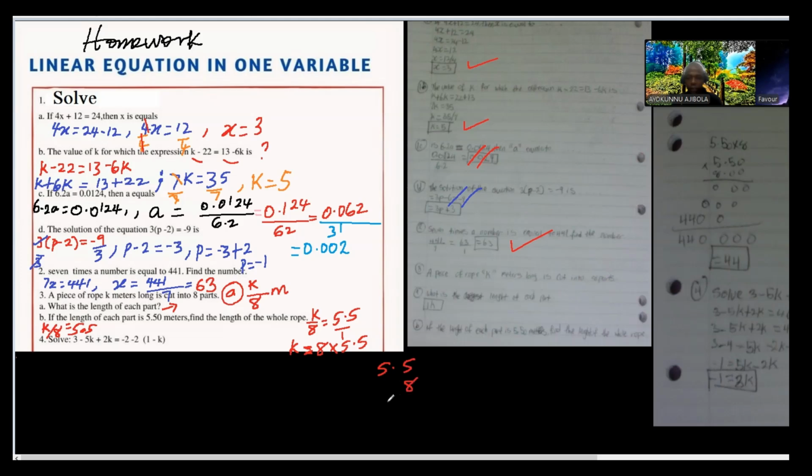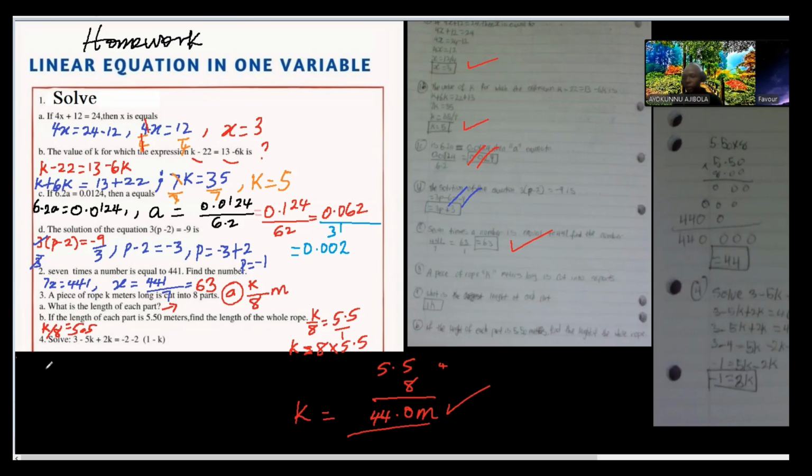5.5 times 8. So 8 times 5 is 40, then 8 times 0.5 is 4, so 40 plus 4 is 44.0. So the total length k equals 44 meters.